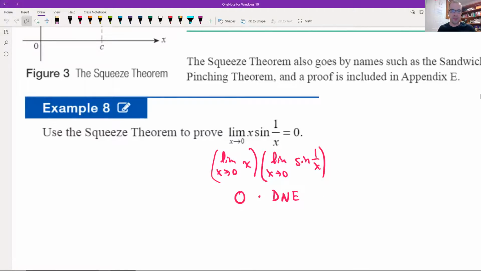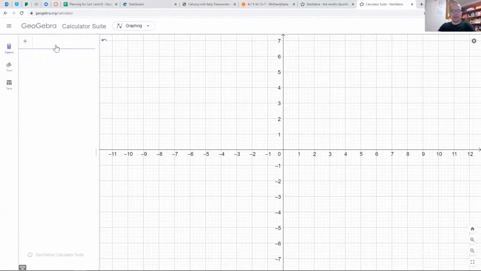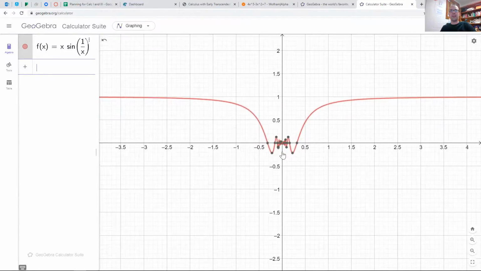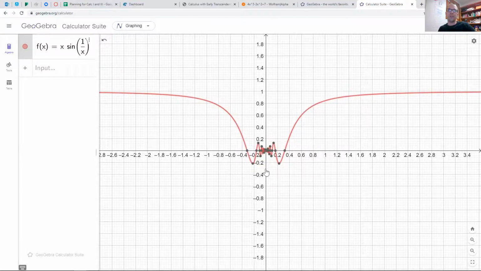And actually, this might be a good time to look at it on GeoGebra. Let's look at x times the sine of 1 over x. Yuck. All right, zooming in a little bit. Here we have, I wasn't necessarily expecting this to be an even function, but it does make sense that it's an even function. It's symmetric about the y-axis because x is an odd function and sine of 1 over x is an odd function. So multiplying them together actually makes things even.